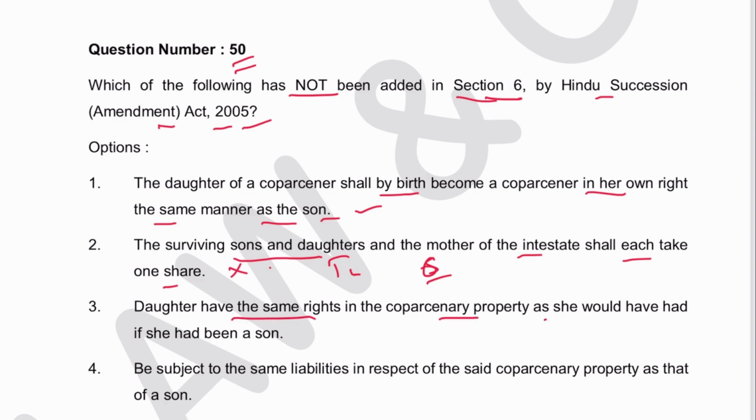Daughter has the same right in co-partnership property as she would have had if she had been a son. This is correct. Be subject to the same liabilities in respect of the same co-partnership property as that of a son. Yes. If you get the asset, you will also be liable for the liabilities. So 2 is the answer, not added by Section 6.